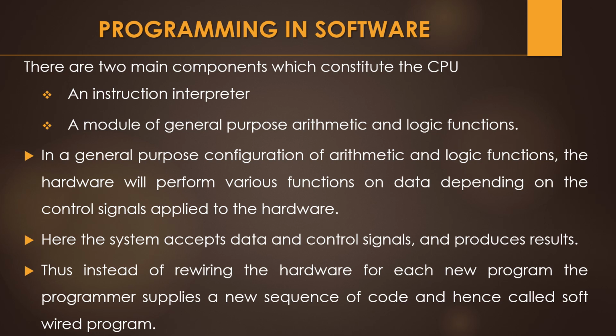See, in a general purpose configuration of arithmetic and logic functions, the hardware will perform various functions on data depending on the control signals applied to the hardware. So, in this general purpose arithmetic and logic module, along with the data, control signals are given. According to the control signals, the operation takes place and the output is given out. So, the system accepts the data and control signals and produces the result. Thus, instead of rewiring the hardware for each new program, the programmer supplies a new sequence of code, and hence this is called a soft-wired program.